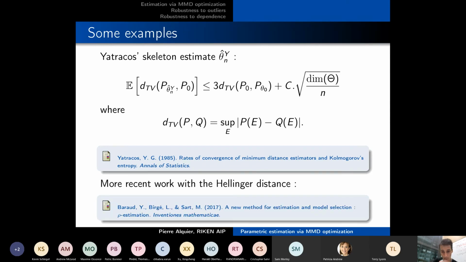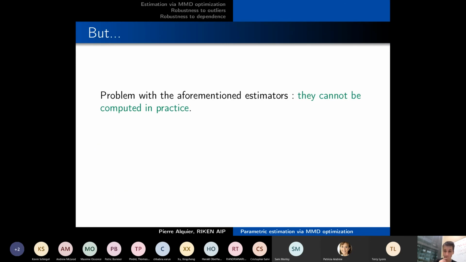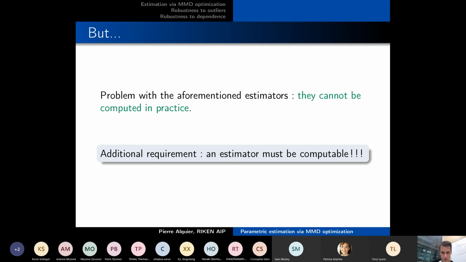There is a similar result that was obtained recently by Baraud, Birgé, and Sart with the Hellinger distance. Very nice work, but a bit more technical. And here again, even though the result is beautiful, the problem is that the estimator is usually not feasible in practice. This is interesting because in many stats textbooks, the requirement that you are able to compute an estimator is not always written explicitly, which I think is important. So I will also take that into account.